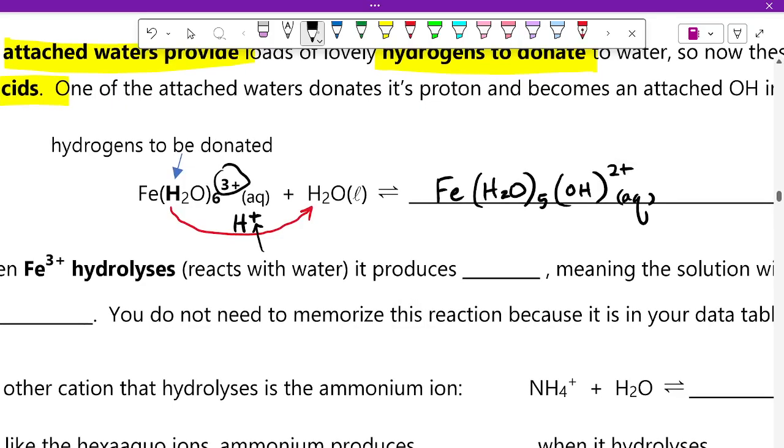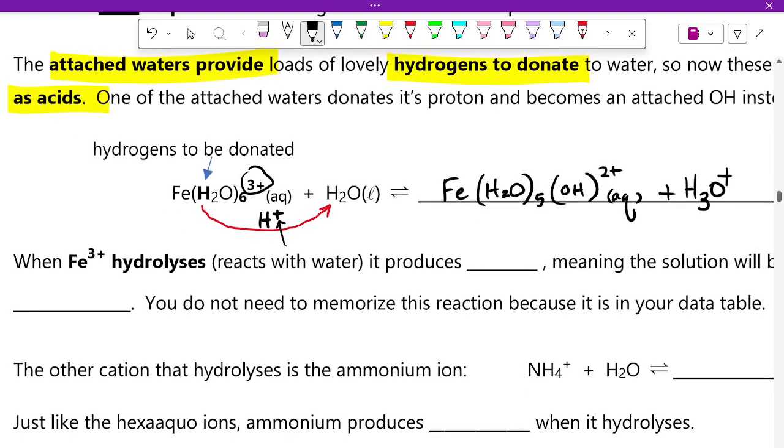And what does water become? Well, we end up with H3O+. So when iron hydrolyzes, it produces H3O+, meaning the solution will be acidic. So when you're determining whether a solution is acidic, basic, or neutral, you're always going to look at what is produced at the end. Did you get hydronium or did you get hydroxide?